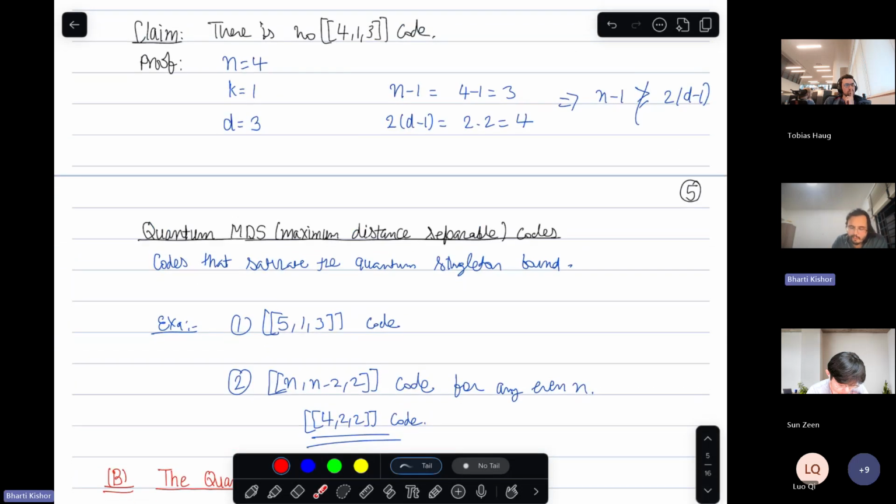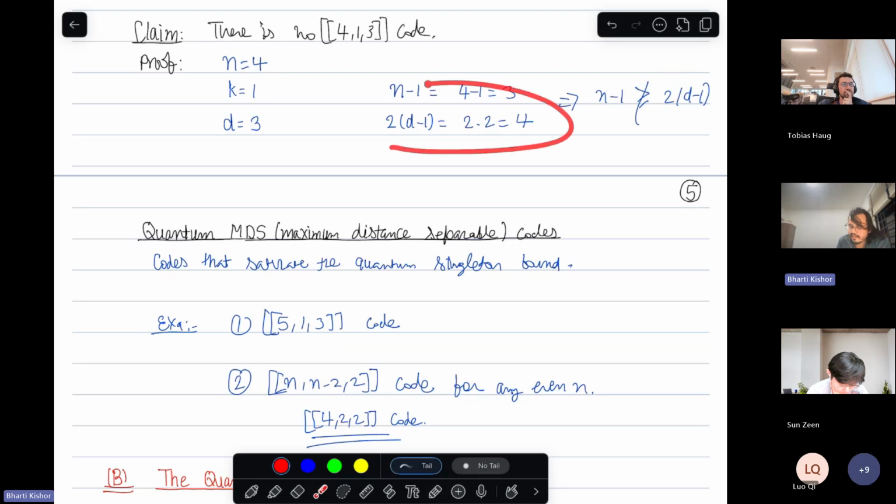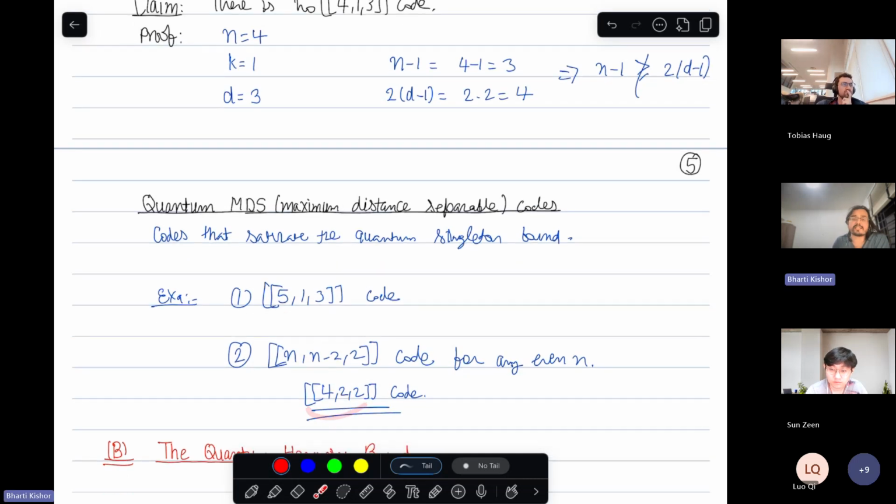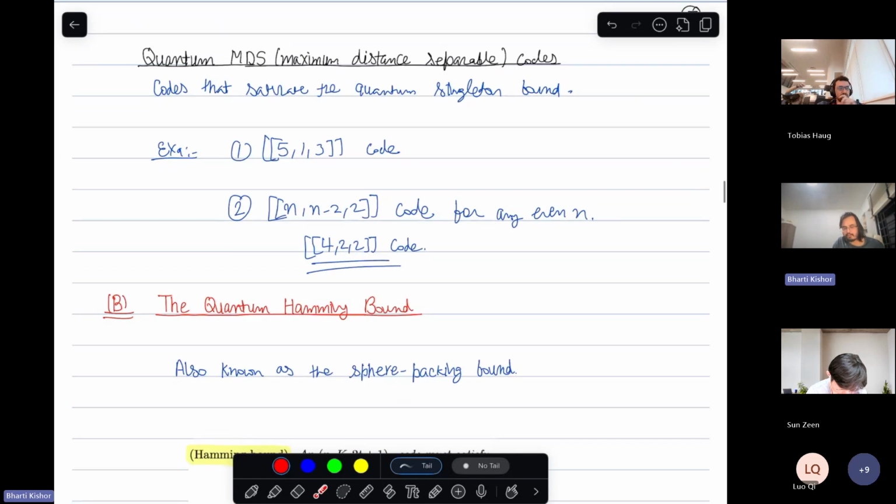So one can ask, are there codes that saturate the quantum singleton bound? Motivated by the classical world, these codes are called maximum distance separable, or MDS codes. The 513 code is one such example. For the 513 code, you can calculate this and the bound is exactly saturated. So the 513 code is a quantum MDS code. The 422 code is another such example. In fact, the n minus 2, 2 code for any even n is an MDS code. So this completes our discussion of the quantum singleton bound. If you have any question, please ask, else I will move to the quantum Hamming bound.